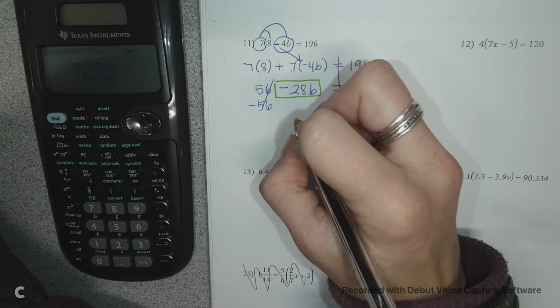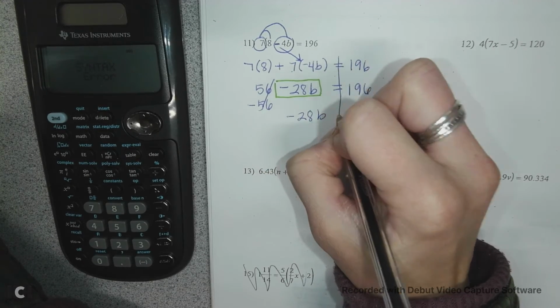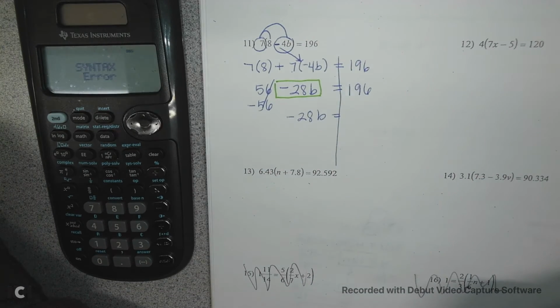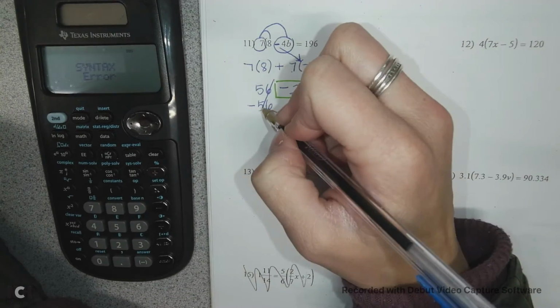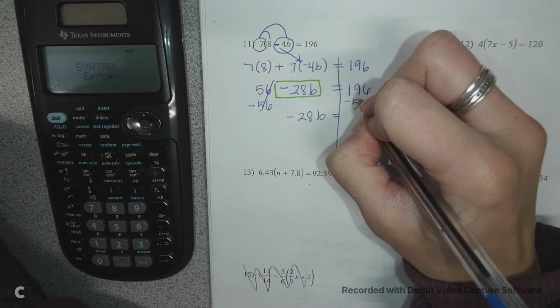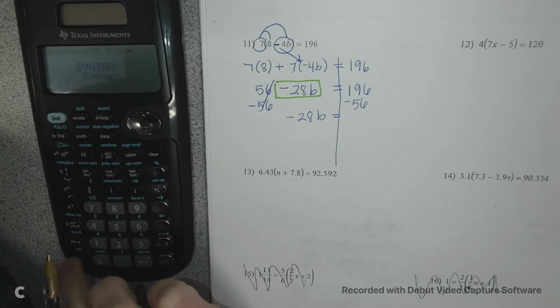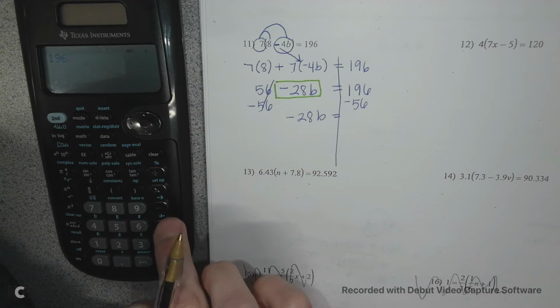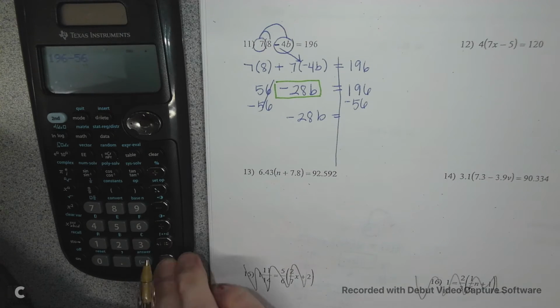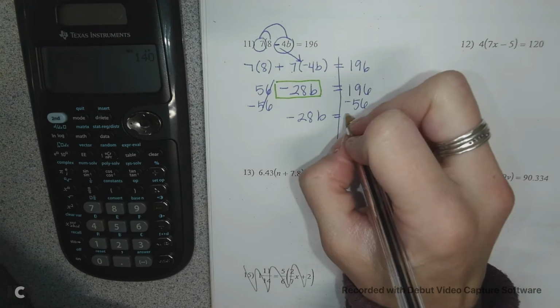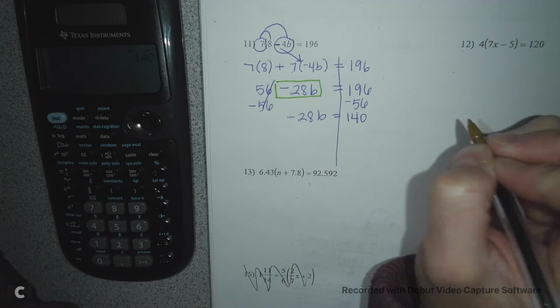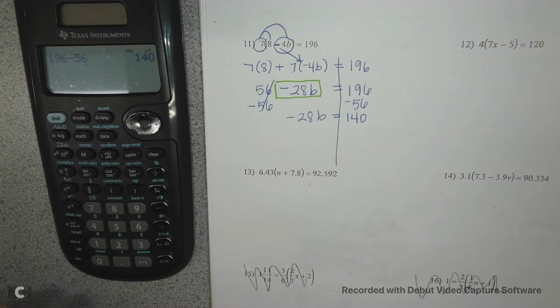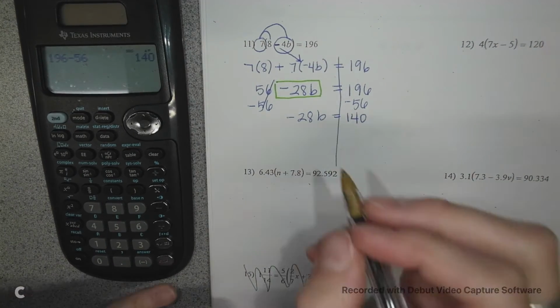That makes that go to 0, which is what we want because we want that b to be closer to being by himself. Since I subtracted by 56 on the left, I also have to subtract by 56 on the right, because we want to keep our scales nice and balanced, like our equations. Then we subtract by 56 and we get 140. Then we have to get the b by itself.